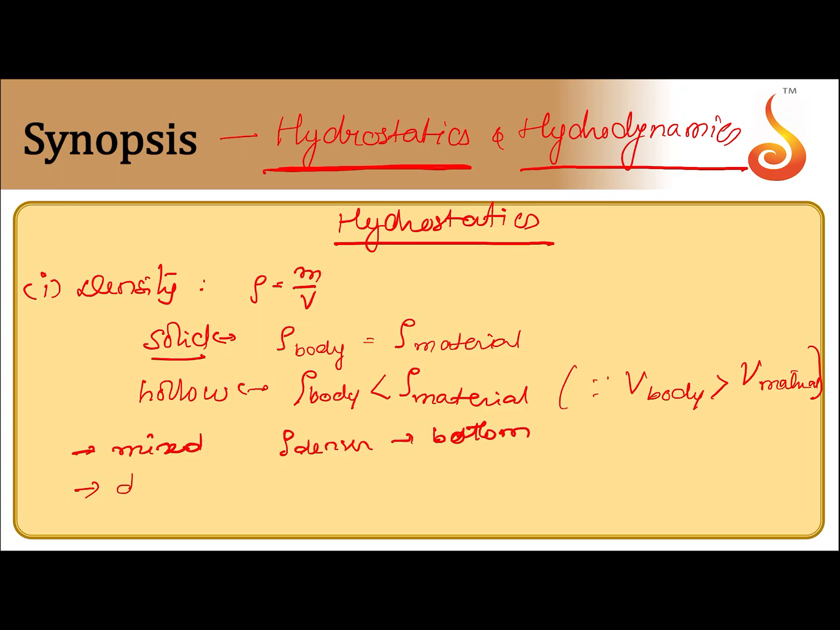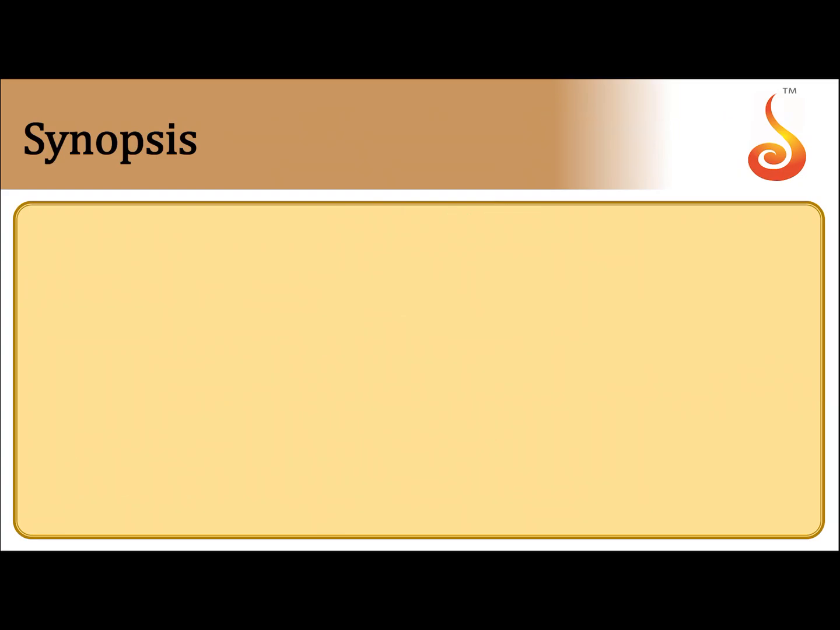One of the important terminologies which we use here is the idea of relative density or specific gravity. Relative density is represented by RD, specific gravity. This is nothing but density of the object or density of the body divided by density of water. This is also known as specific gravity.